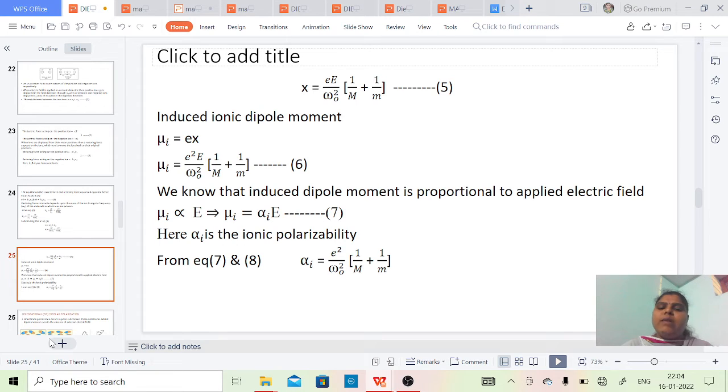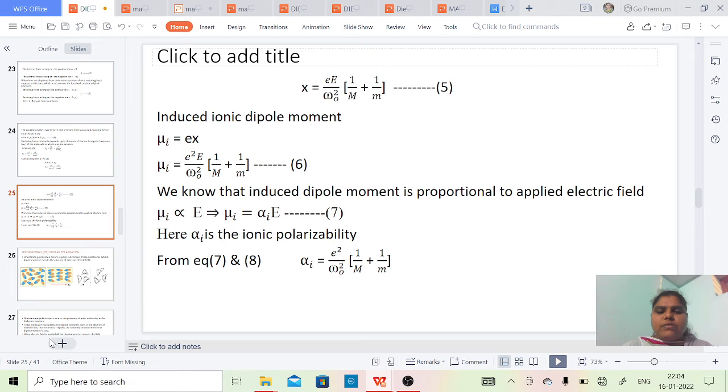We know that the induced dipole moment is proportional to the applied electric field. So mu I is proportional to E, and from the proportionality we get alpha I, the polarizability constant. Here alpha I is the ionic polarizability. Now we are replacing the value. From equations 7 and 8 we can write alpha I equals mu I by E. What is the value of mu I? Alpha I into E. E gets cancelled.